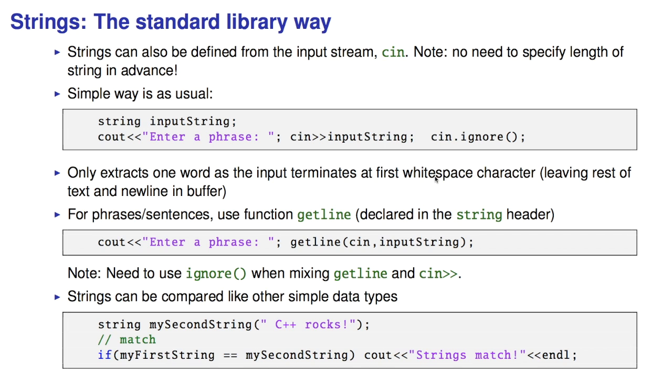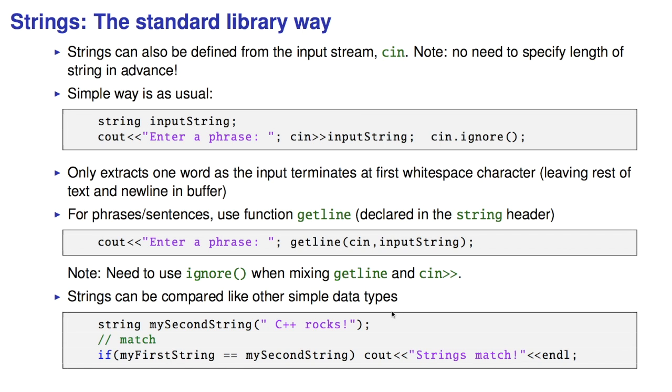Whitespace characters are typically things like spaces, tabs, and sometimes full stops as well. It leaves the rest of the text and potentially a new line as well in the buffer. And the new line is the reason that we need to put the cin.ignore over there. If you really want to read a whole sentence, you use the function getline, which is also declared in the string header. So rather than using cin, we now say getline(cin, input string), so it goes almost the same way. And again, you need ignore, because when you start mixing getline and cin, things typically start going wrong, so you need to be really careful to ignore characters at the right places.